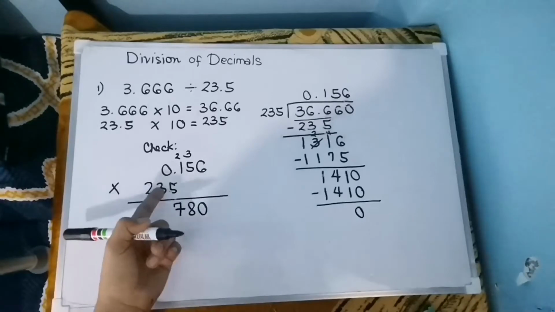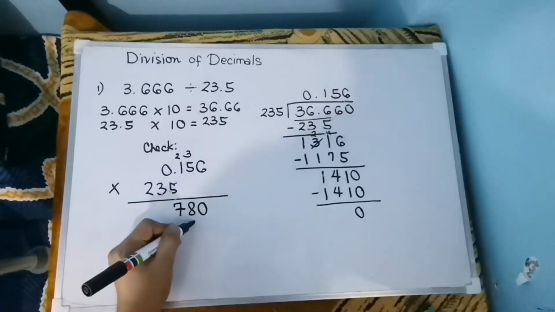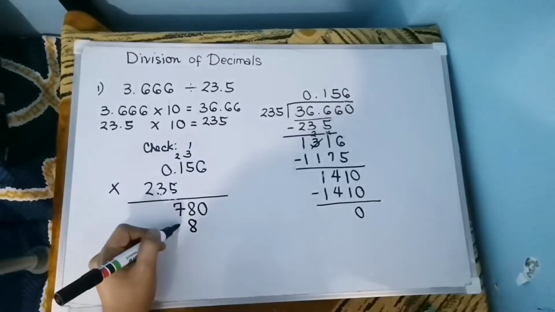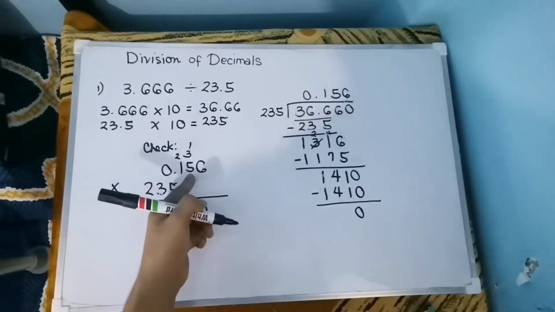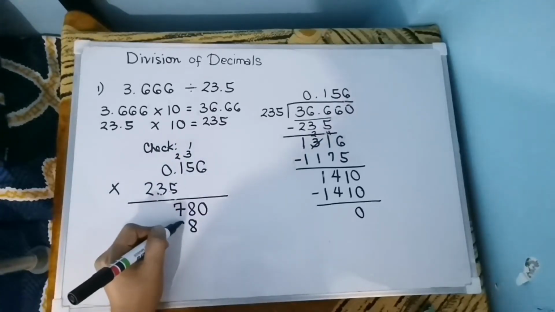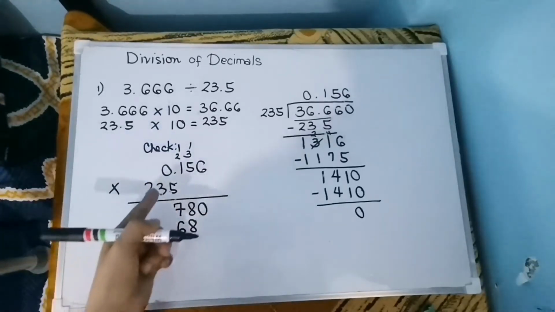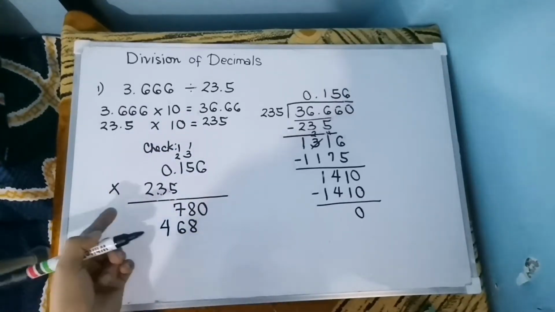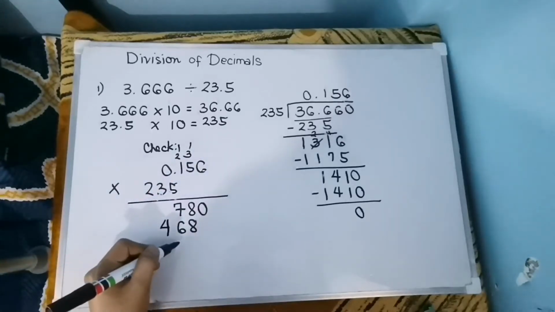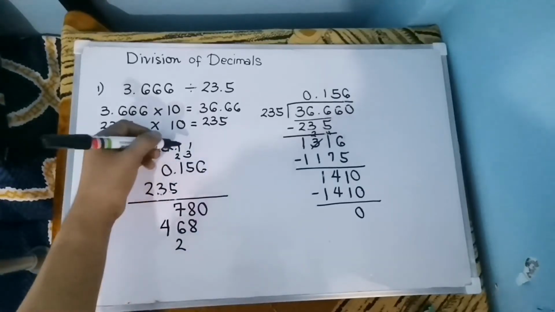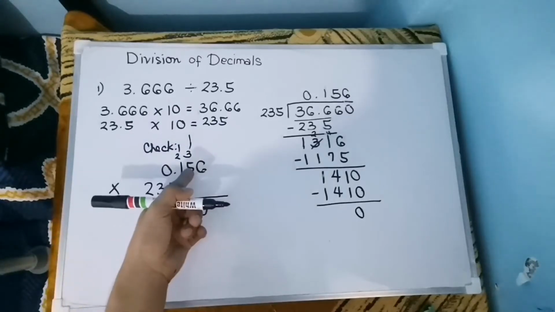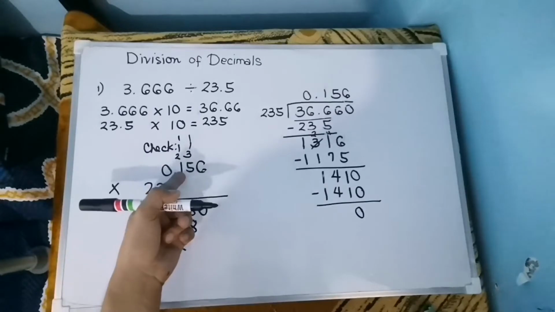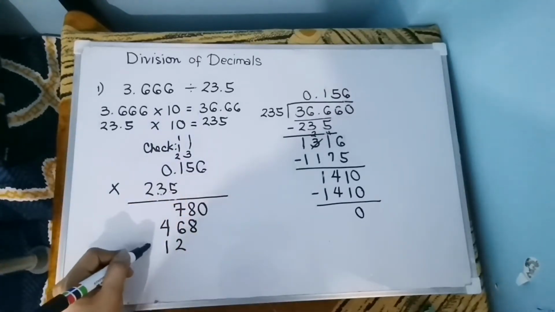Next, 3. 3 times 6, we have here 18, carry 1. 3 times 5 is 15 plus 1 is 16. Carry 1. Then 3 times 1 is 3 plus 1 is 4. And then lastly, we have 2 times 6. We have here 12. Carry 1. 2 times 5 is 10 plus 1 is 11. Carry 1. Then 2 times 1 is 2 plus 1 is 3.